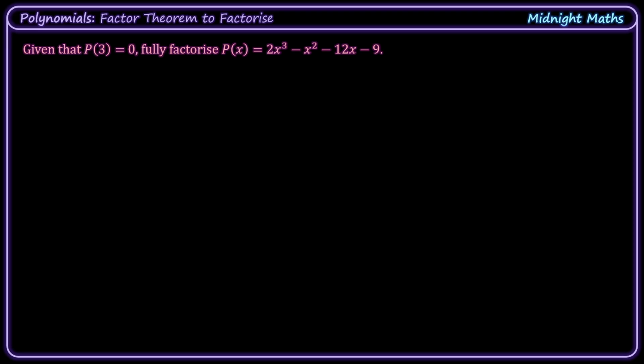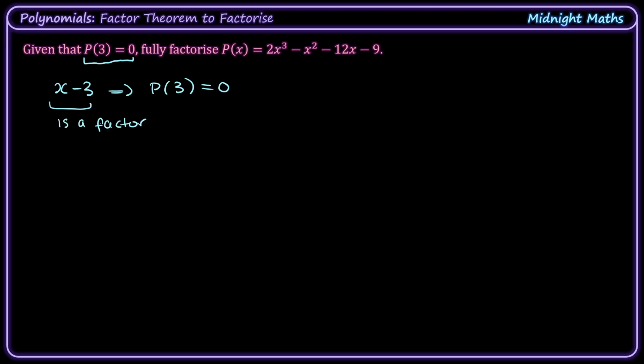Let's give this a go. Given that p of 3 equals 0, factorise this. This tells us that one of the factors, based on the factor theorem... If you recall, the factor theorem tells you that if you put x minus 3 into the polynomial, and if that equals 0, then x minus 3 is a factor.